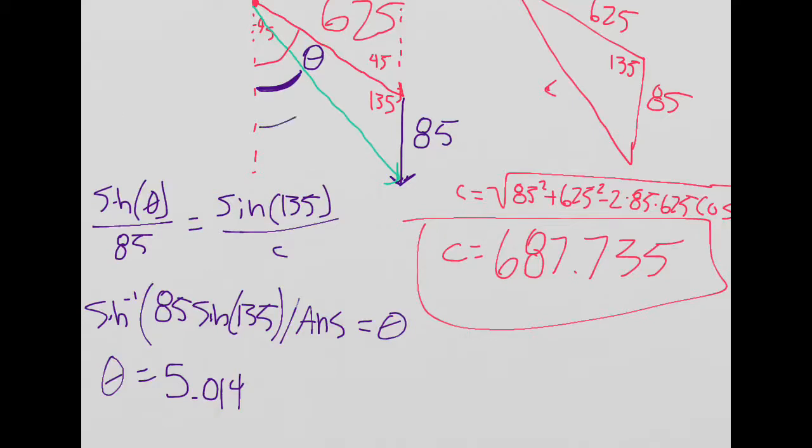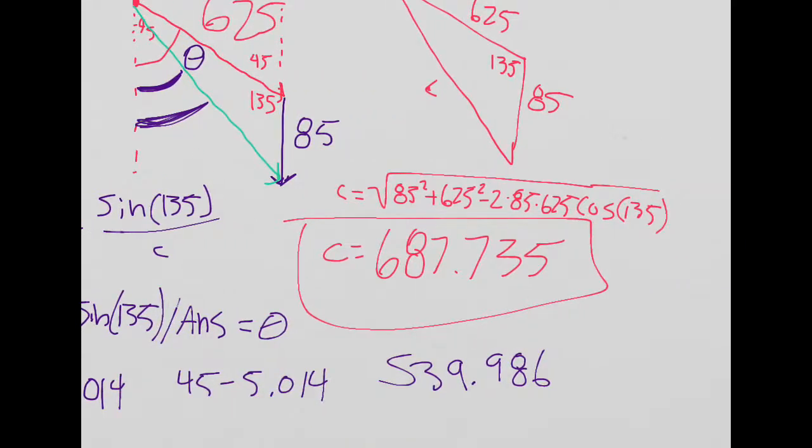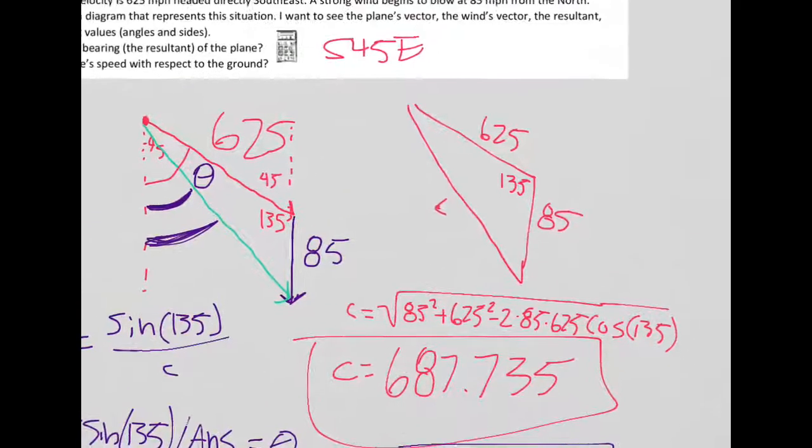We need to figure out, again, this angle right here, because that's going to tell us our bearing. Well, how do we get that? We need to take 45 minus that theta we found. So 45 minus 5.014. 45 minus the second answer will give us 39.986. And that would mean, as a bearing, that is south 39.986 east. And that, my friends, is this problem.